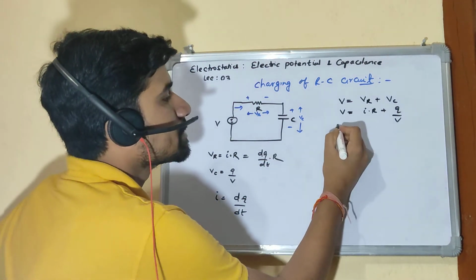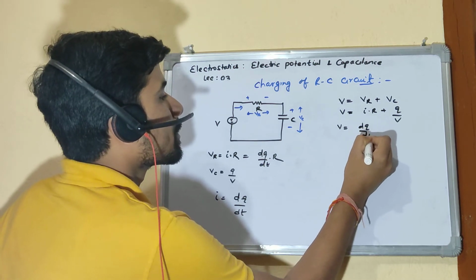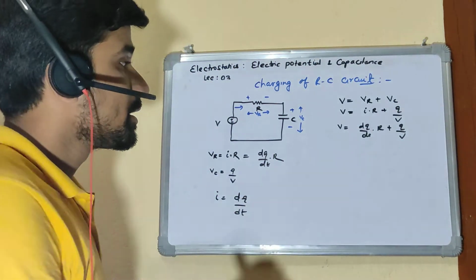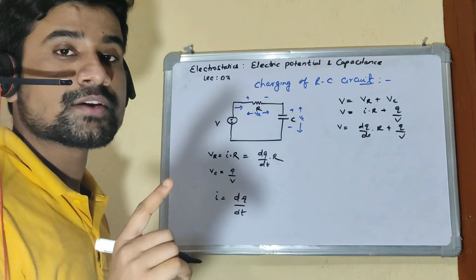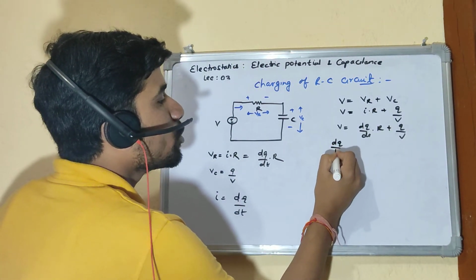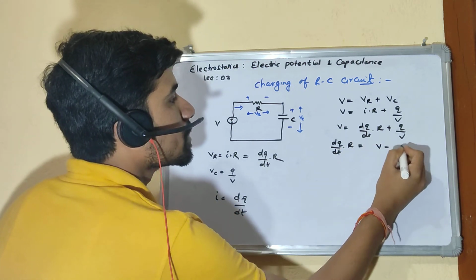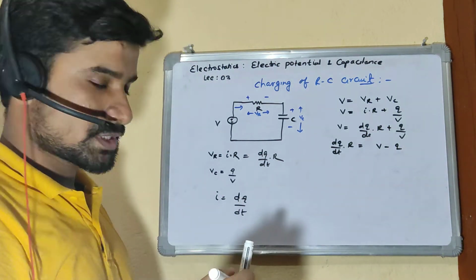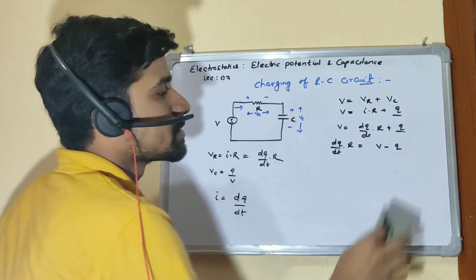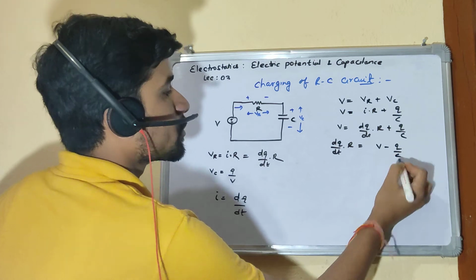So can I write it like this? V equals dq by dt into R plus q by C, right? So if I take dq by dt into R, this becomes V minus q by C. Oh, sorry, this is not V, this is q by C, right? V minus q by C.